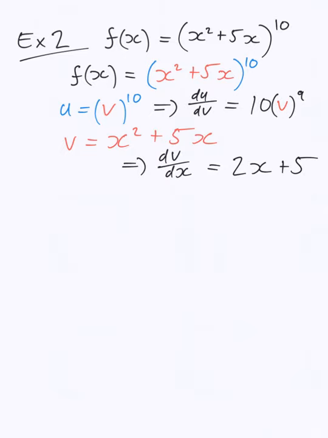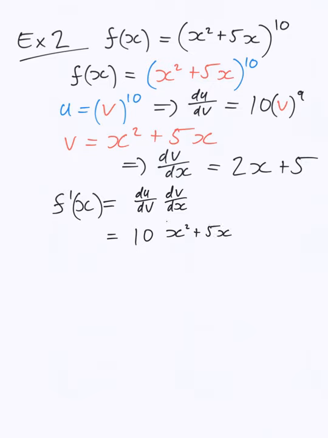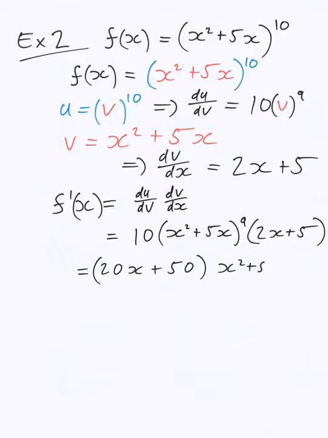Then we apply the chain rule. We say that the derivative of f of x, f prime of x, is equal to du dv times dv dx. So du dv is 10v to the power of 9. So I'm just going to put in v here and say it's x squared plus 5x. And then we multiply on dv dx, which is 2x plus 5. And then I'm multiplying the 10 times 2x plus 5 here at the front, and I'm getting 20x plus 50 times (x squared plus 5x) to the power of 9. And that is the answer.